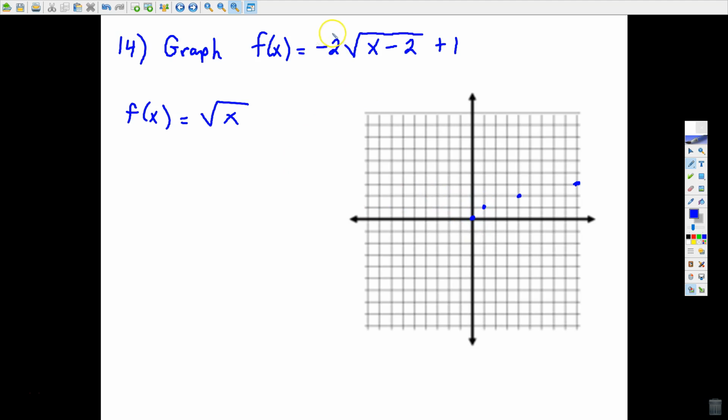All right, but what this is a transformation, because we're going to take this parent and we're going to multiply all of the y values of the parent by -2.